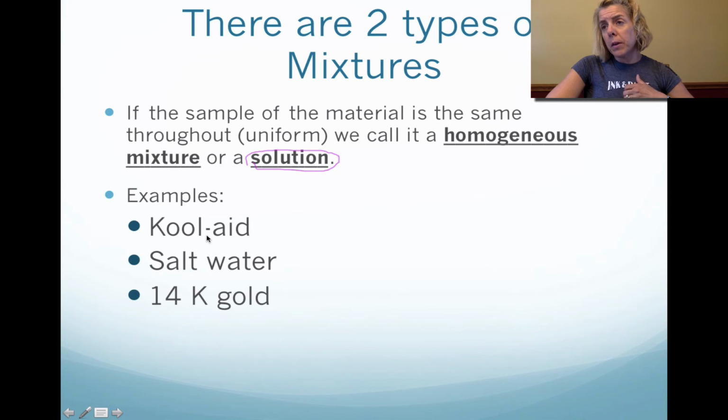Here are some other examples of homogeneous solutions. You can't have two different phases in that solution. Now, my ring is actually 14 karat white gold. It's a combination of two different metals, and even though it's in the solid phase, it's still considered a solution.